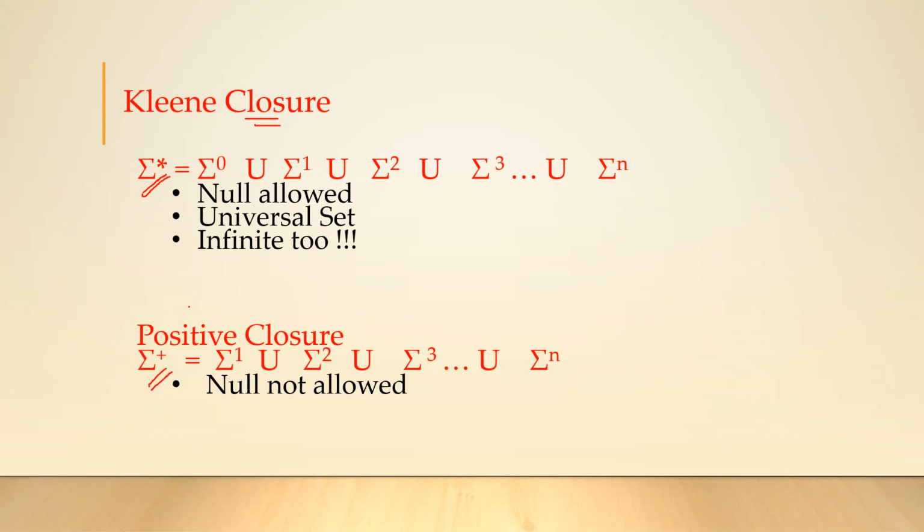Now, Kleene closure means it is a big universal set which consists of the null string, together with all my strings of length 1, all my strings of length 2, length 3, and so on, up to all my strings with length n. So very simple. Kleene closure is the universal set which consists of all the strings of all possible lengths, from my length 0 up to my length n. Very simple.